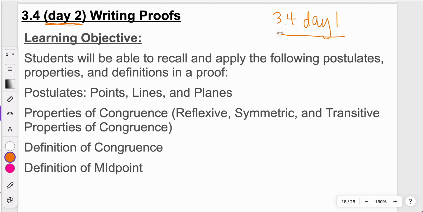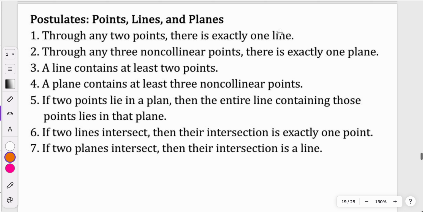Today though, we're going to dive into that. So we'll be able to recall and apply the following postulates, properties and definitions of proofs. We're going to look at points, lines, and planes, properties of congruence. So what is reflexive, symmetric, transitive properties of congruence, and then what is the definition of congruence, followed by the definition of midpoint. These are some postulates that we would just think about when we are talking about our pictures that we're going to notice today.